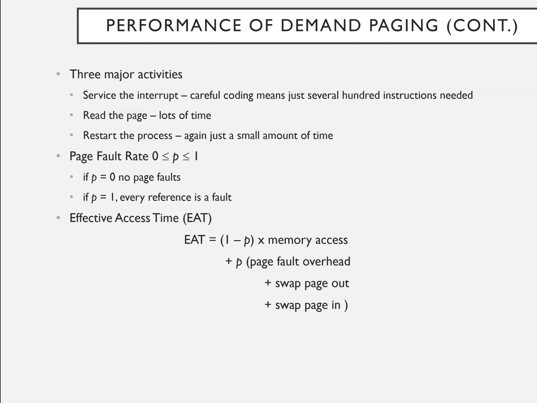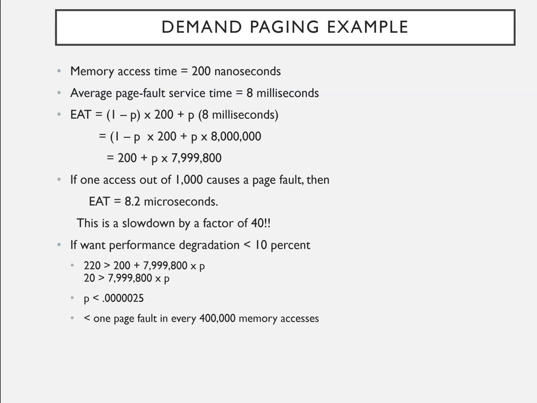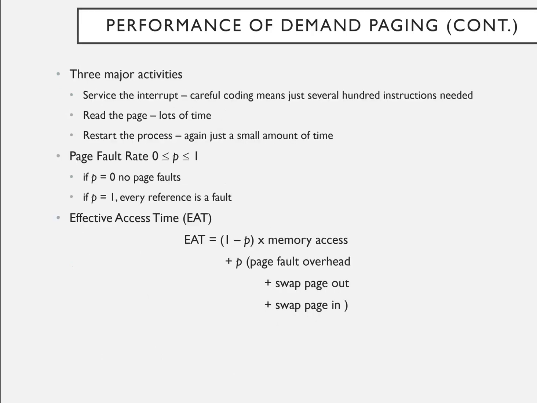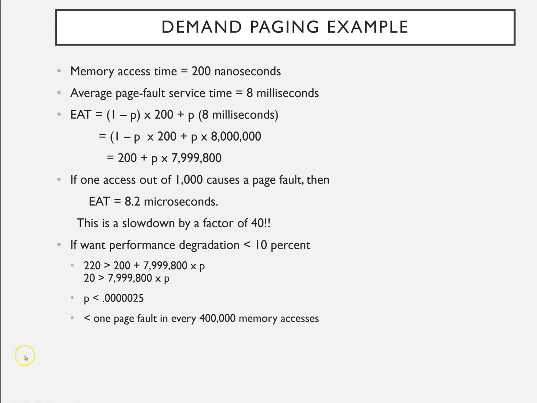The page fault rate P is between 0 and 1. If it's 0, there's no fault. If it's 1, everything is a fault. And the effective access time is (1 minus P) times memory access cost plus P times the overhead involved. So we're not going to work through the computation here, but it's there if you want it. So this covers demand paging, and in the next section we will go on to part 2.